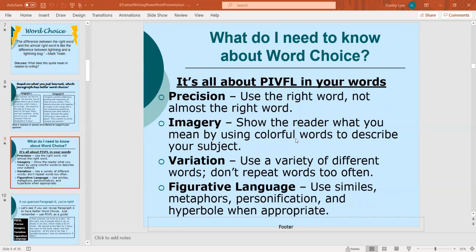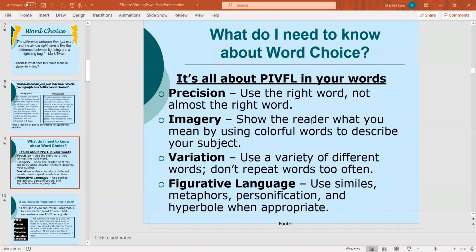Imagery. Show the reader what you mean. Don't just tell, show. By using colorful words to describe your subject. Variation. Use a variety of different words. Do not repeat words too often. And then we have figurative language. Use similes, metaphors, personification, all of this. Just like when you read short stories and authors use all of this figurative language, you have to do the same when you're writing. You are an author.